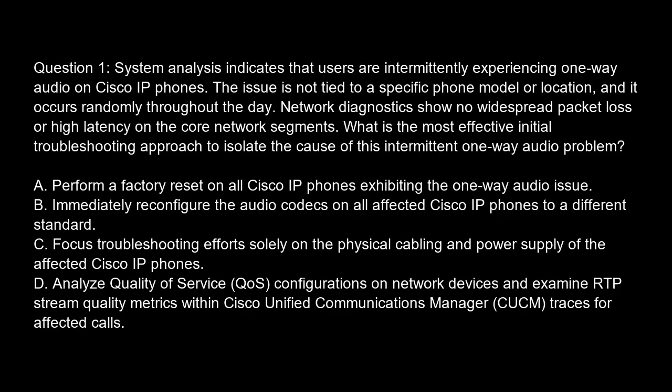Option A. Perform a factory reset on all Cisco IP phones exhibiting the one-way audio issue. Option B. Immediately reconfigure the audio codecs on all affected Cisco IP phones to a different standard. Option C. Focus troubleshooting efforts solely on the physical cabling and power supply of the affected Cisco IP phones. Option D. Analyze quality of service (CoS) configurations on network devices, and examine RTP stream quality metrics within Cisco Unified Communications Manager (CUCM) traces for affected calls.